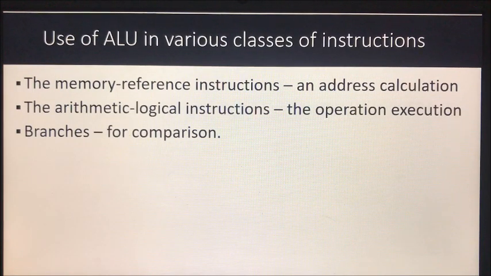In these three different types of instructions, we use the ALU for various purposes. In the memory reference instructions, we use the ALU for address calculation. In arithmetic logical instructions, we use it for operation performance, or to execute an operation. In the third one, the branch instructions, we use it for comparisons.